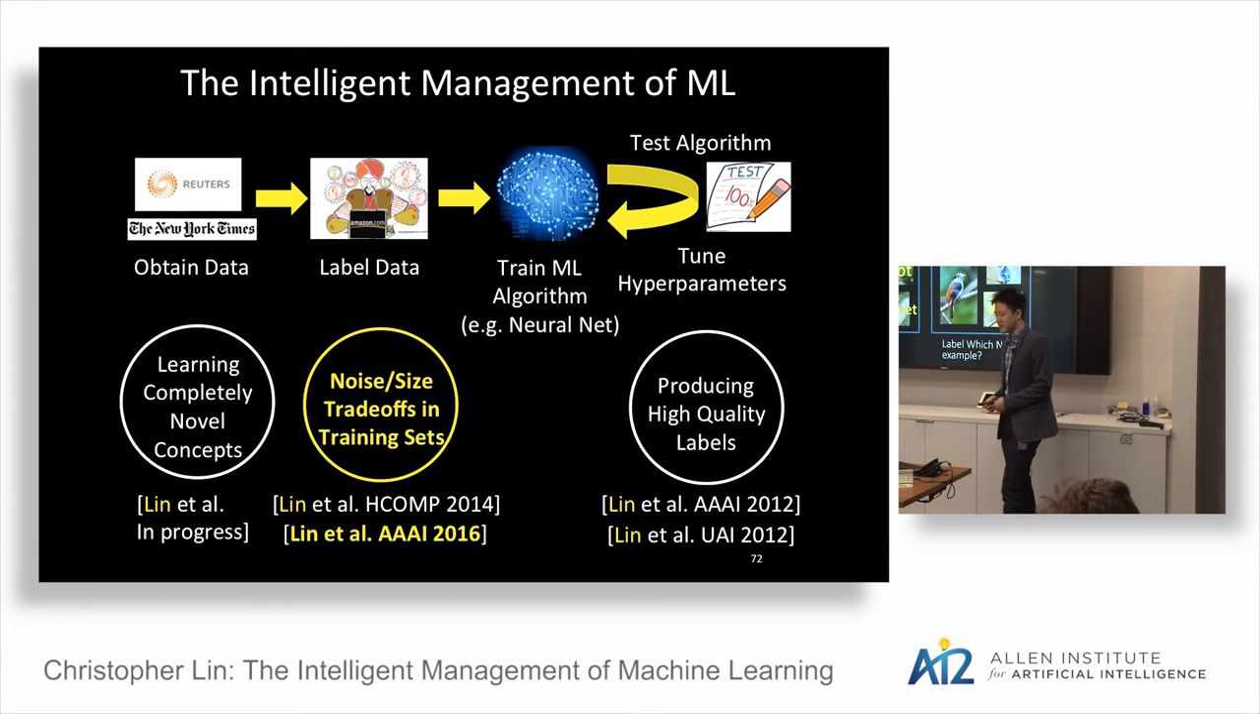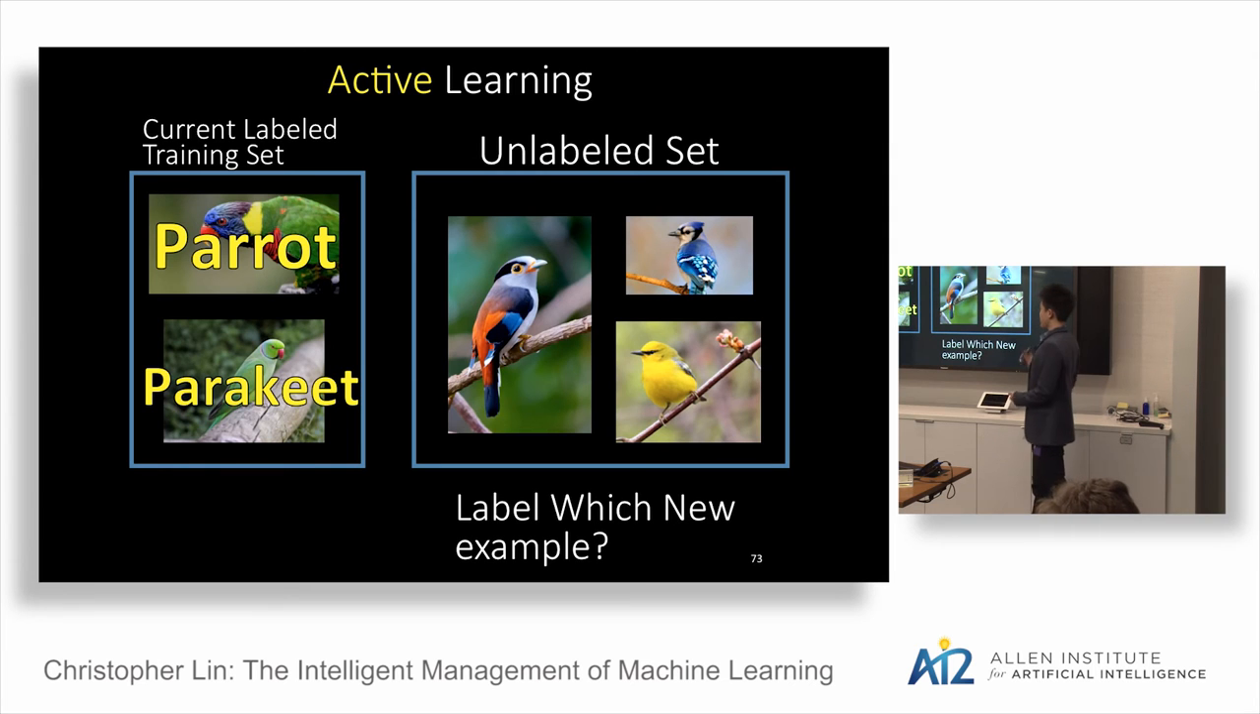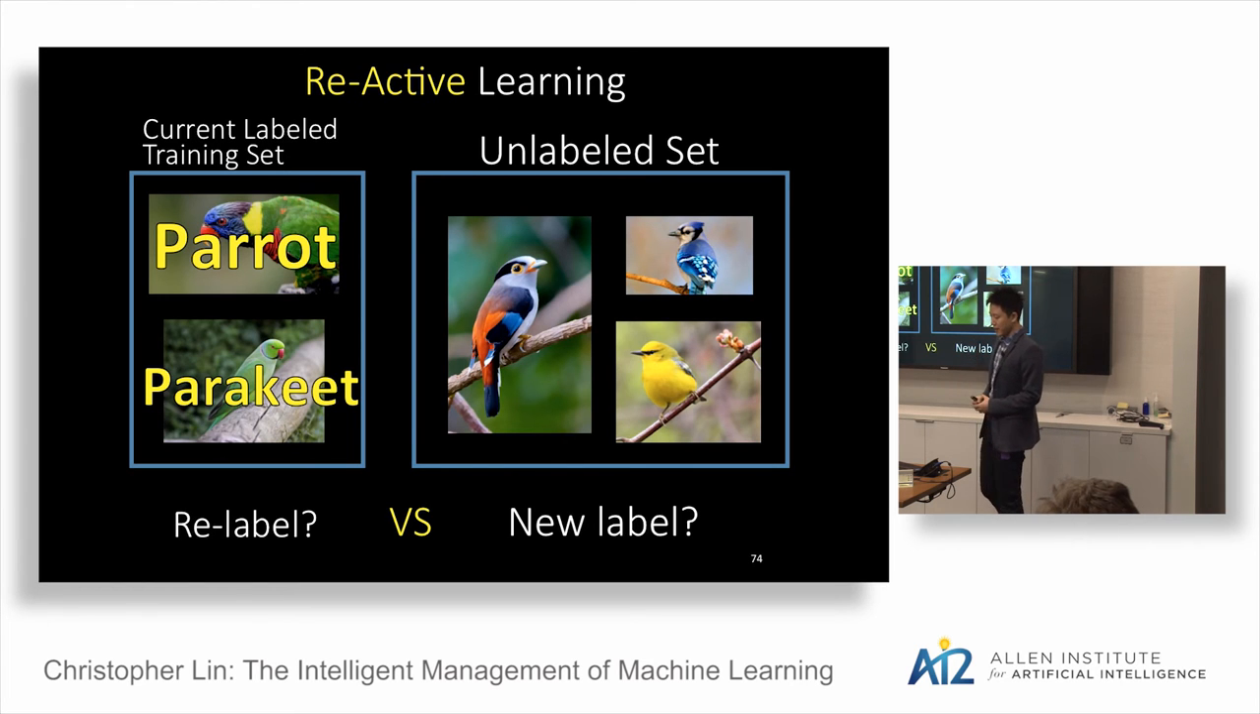All right, so to quickly review active learning, what does active learning do? Active learning says, all right, you have a current labeled training set, you have an unlabeled set, and you have your current classifier, and now you have to make a decision, which is which new example should I get a label for to add to my training set? And then now we're going to generalize this to something called reactive learning, where now the decision becomes, should I relabel? Should I get a label for an example that I've already seen? Or should I get a new label for a new example that I've never seen before?